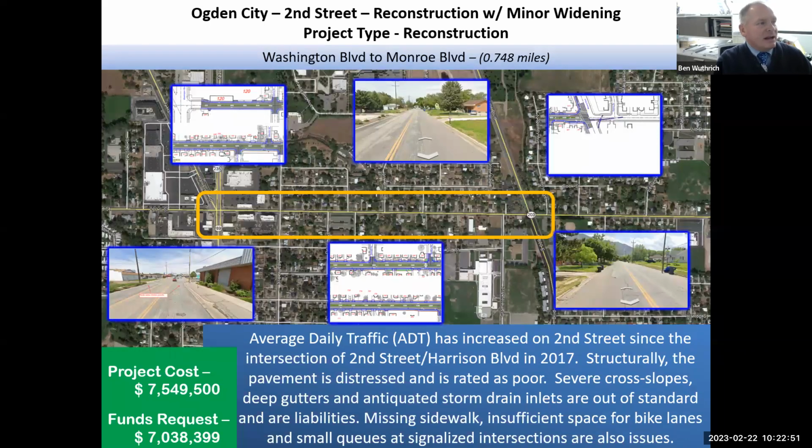The next project's in Ogden City. This is on 2nd Street. This is to reconstruct with some minor widening between Washington Boulevard and Monroe Boulevard, about 3/4 of a mile in length. Estimated project cost is 7.5 plus million. Funds being requested is a little more than $7 million.